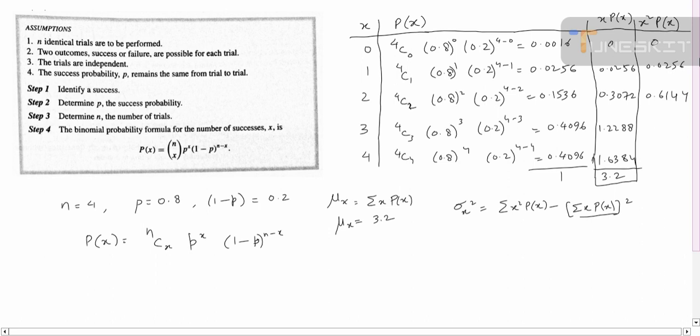Then we have 3 squared. 3 squared is 9. 9 times that probability 0.4096 would give us 3.6864. And then 4 squared is 16. 16 times 0.4096 gives us 6.5536.